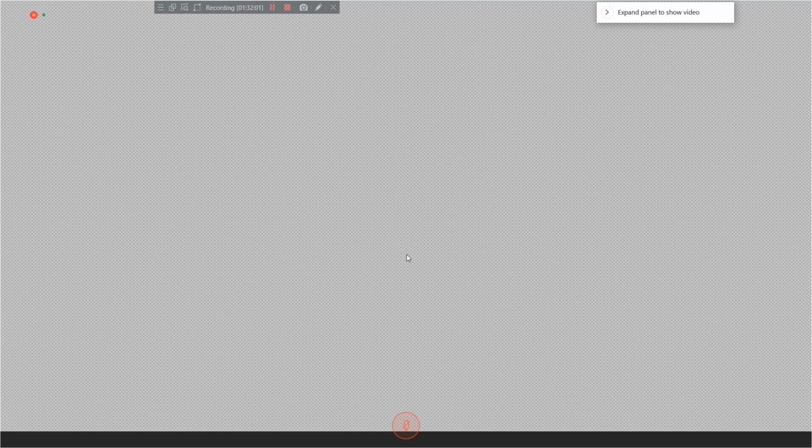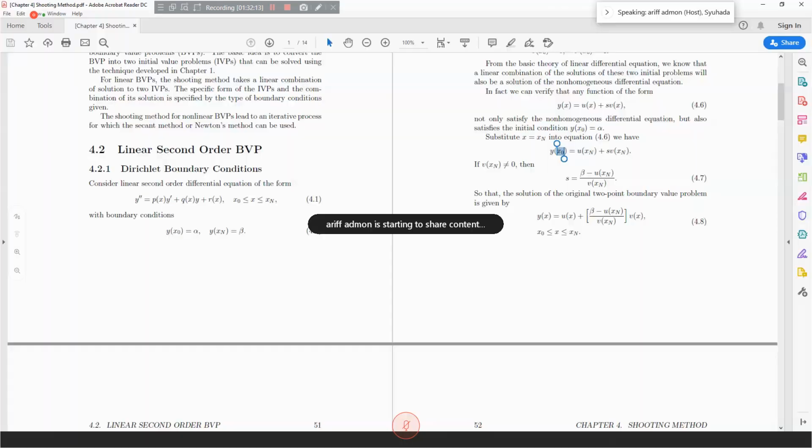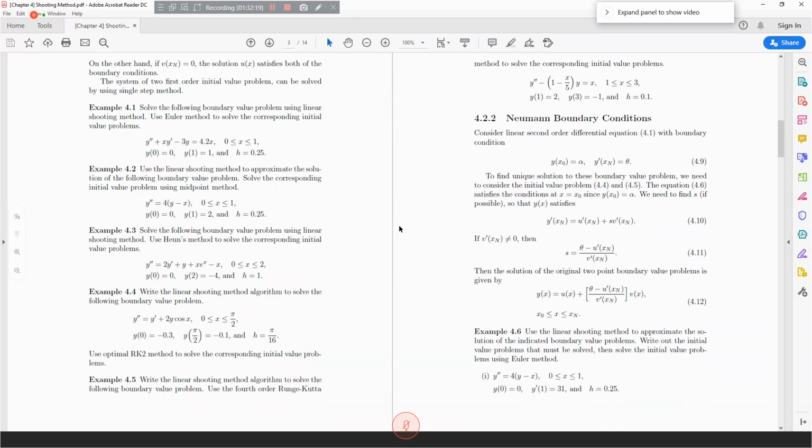Alright, so I start another recording. So I start sharing the previous screen. So we move to the other screen. Okay, now you can see this PDF. Yes. Okay, good. Now maybe we can cover the theory only.